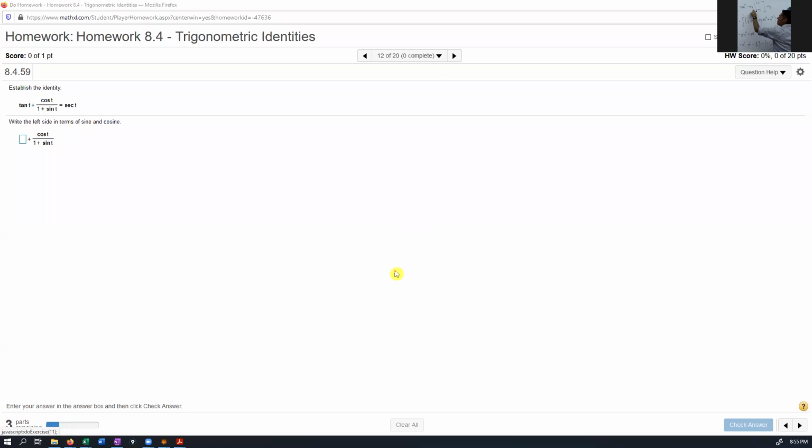Okay, working on number 12 here of the homework for 8.4, continuing this. All right, we have tangent of t plus cosine t over 1 plus sine t equals secant t. All right, start with the left-hand side.